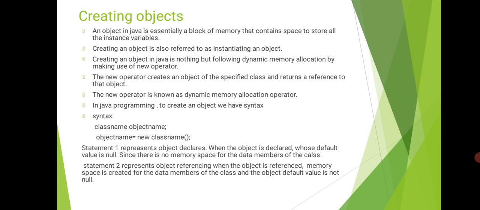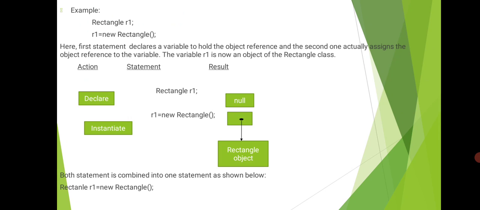So in this statement it creates memory for the data members of the class. The data members inside get memory allocation, and it is not pointing to null, it is pointing to a particular class, right? So this way we have created an object. That is the syntax of the creation of an object using the new operator.